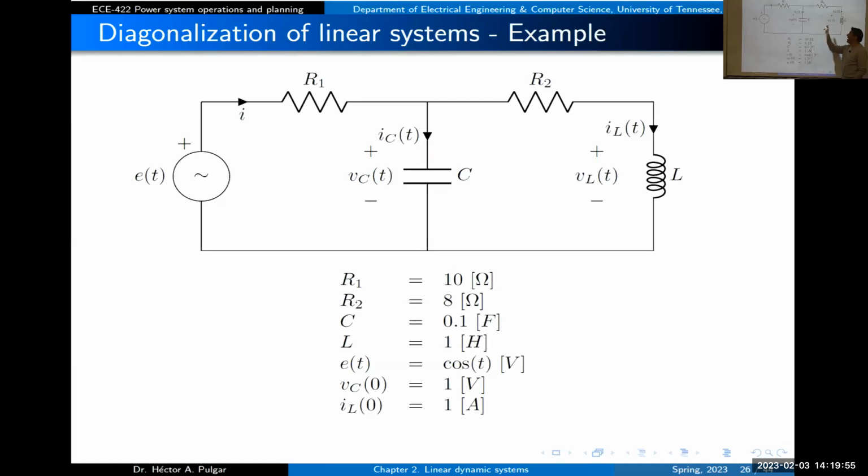Okay. What will be the almost ideal case? R2 should be smaller, because then you will have a perfect transfer between the capacitor and the inductor.